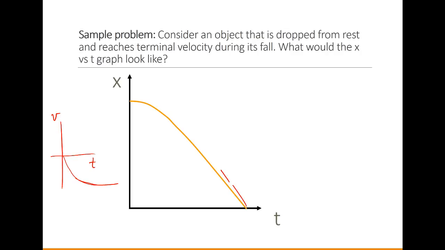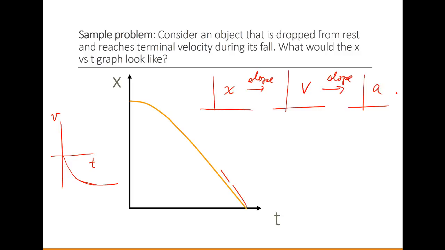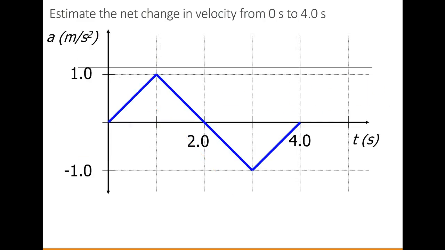Okay. Now the other thing that you can do is you can work backwards. So just to kind of recap, if we have x and we take the slope, that's going to tell us v. And then if we take the slope of that, that's going to tell us a. But we can work backwards. If we take the area underneath an acceleration graph, that will give us the change in velocity. And if we take the area of that graph, it'll give us the change in displacement. So perhaps an example or two will help.